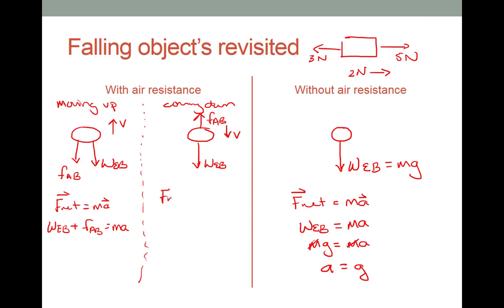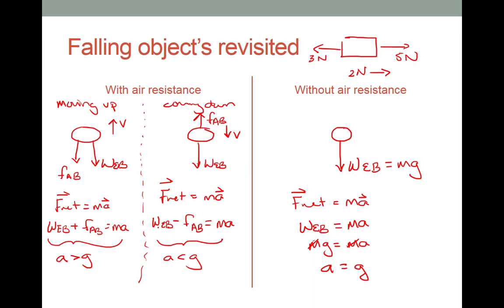So if I write F net equals ma again, I get the weight minus the friction equals ma. So in this case, here the acceleration has to be greater than g because we have mg plus another piece. Here, the acceleration has to be less than g because I have the weight, or mg, minus another piece.